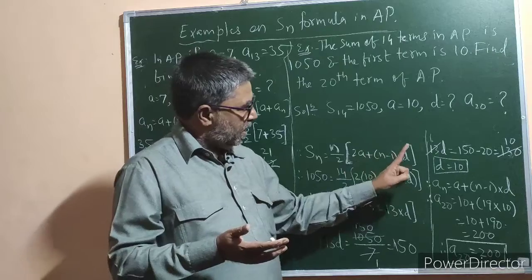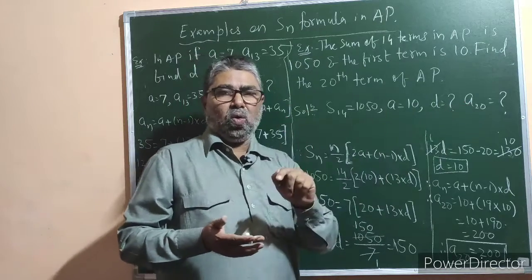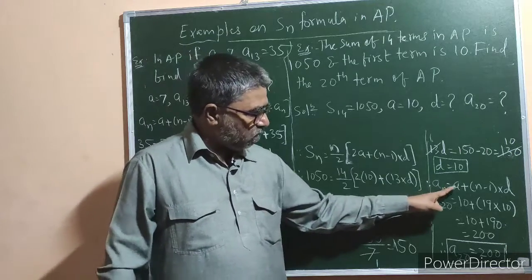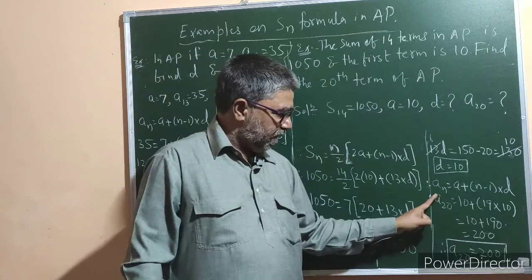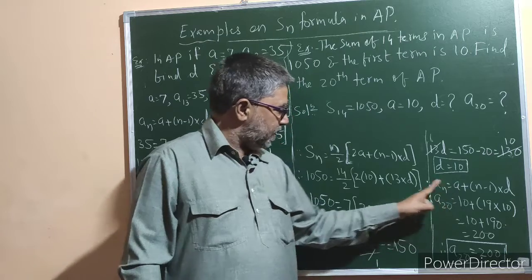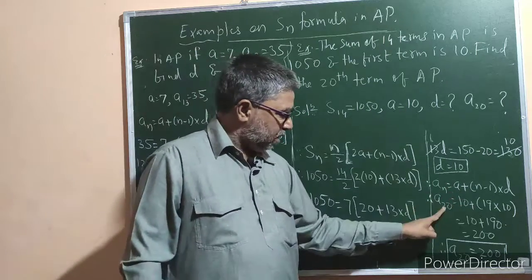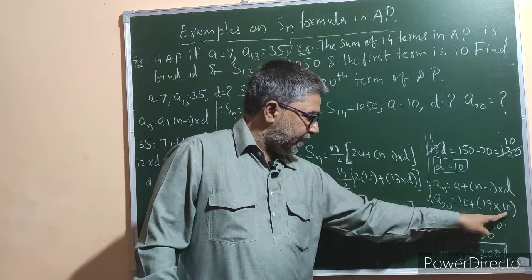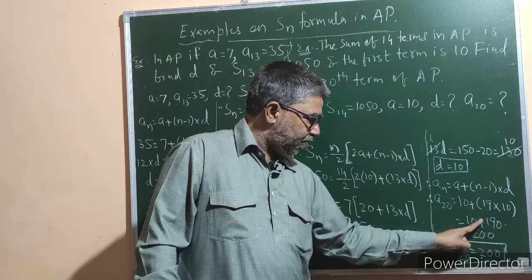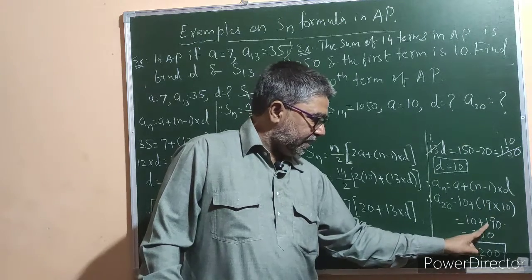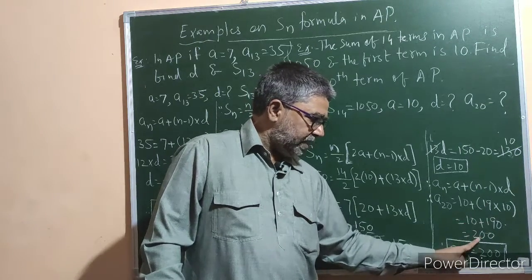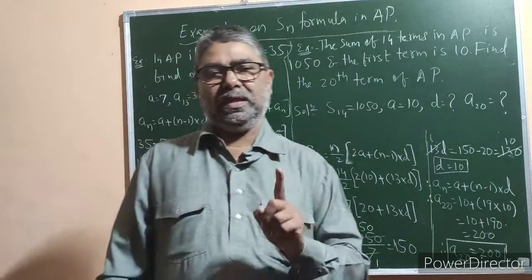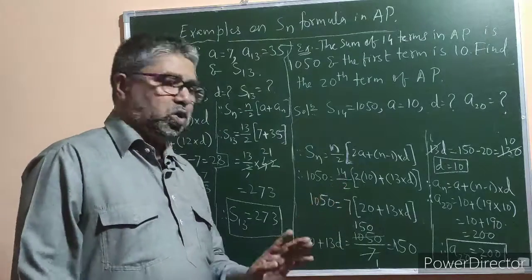Now to find a20, you know we have to apply an, that is the nth term formula. So an is equal to a plus (n minus 1) into d. Therefore a20 is equal to a, which is 10, plus 20 minus 1, that is 19, into d, which is also 10. Now this is equal to 10 plus 19 tens, which are 190, and 10 plus 190 is 200. Hence the 20th term in this arithmetic progression will be 200.